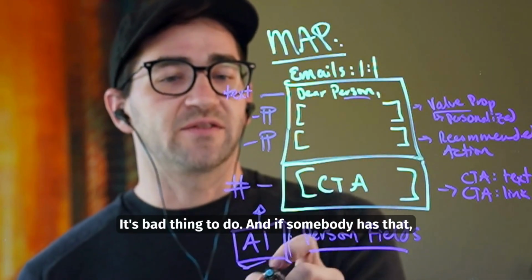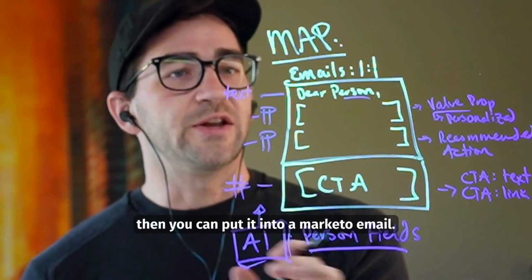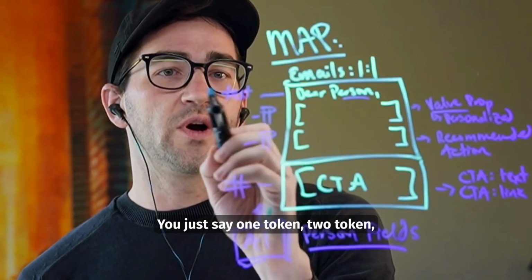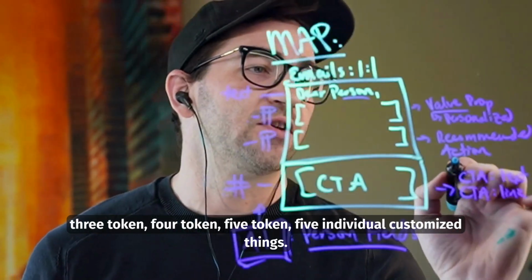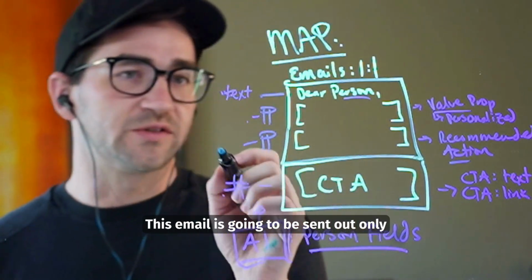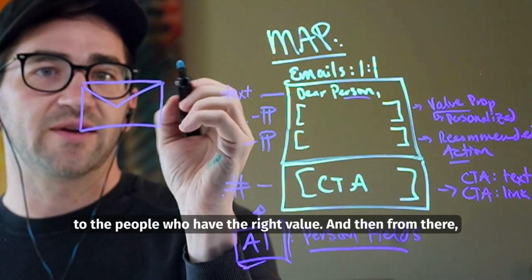And once somebody has enough of these personal AI fields, then you can put it into a Marketo email. And this is a really simple way to do it. You just say 1 token, 2 token, 3 token, 4 token, 5 token. 5 individual customized things. And then you can imagine that this email is going to be sent out only to the people who have the right value.